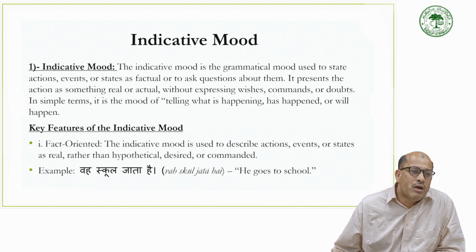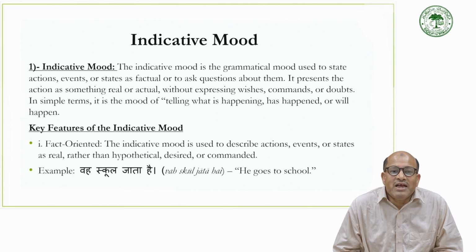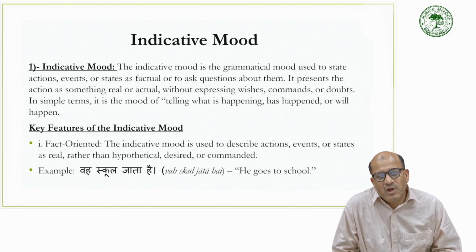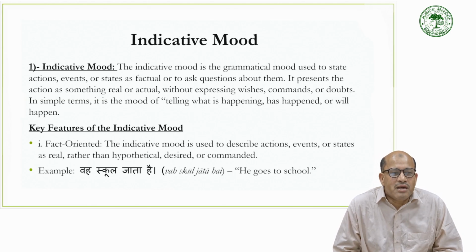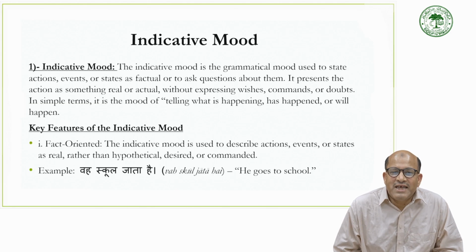So first, indicative mood is the grammatical mood used to state actions, events or states as factual or to ask questions about them. It presents the action as something real or actual without expressing wishes, commands or doubts. In simple terms, it is the mood of telling what is happening, what has happened, or what will happen.